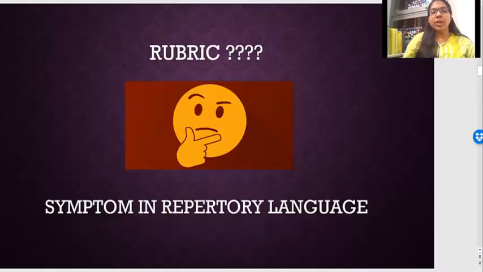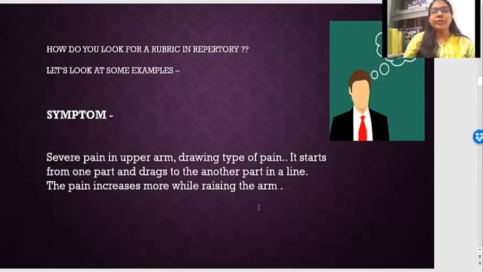So now we'll look into how to repertorize a case. The symptoms in repertory language are called rubrics. When a patient comes to you and says all the complaints in the patient's language, we have to convert them into the repertory language. And that conversion of symptoms into repertory language is called rubrics. So now we'll look for some rubrics in the repertory.